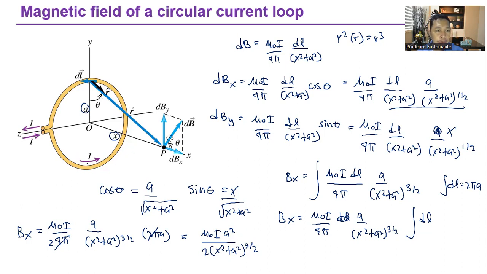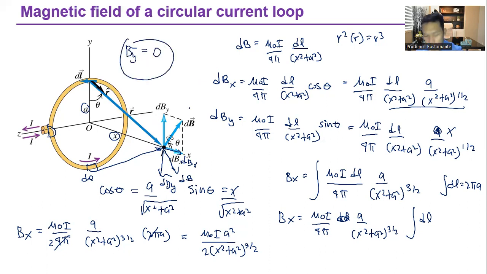For example, if we take another dL here, we will have another dB, with dBx and dBy. You can see here that the y component will cancel out. Therefore, By is equal to 0 because of symmetry. It will cancel out.